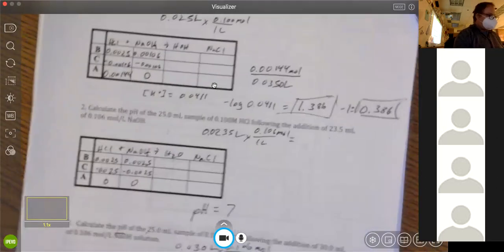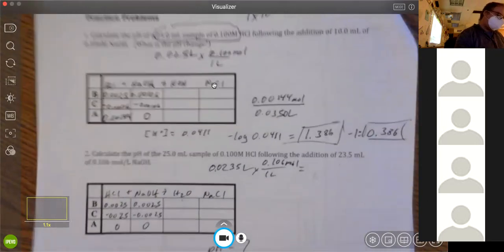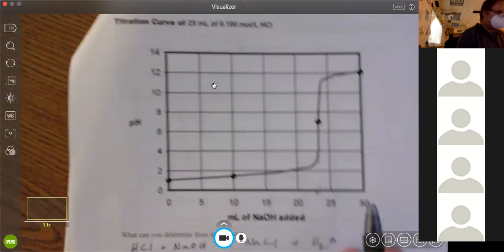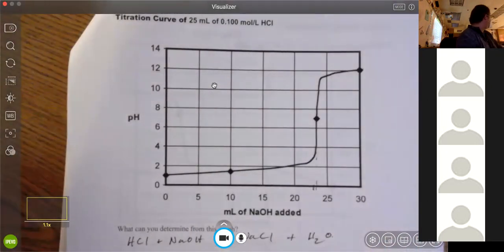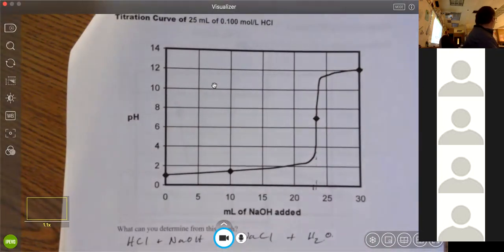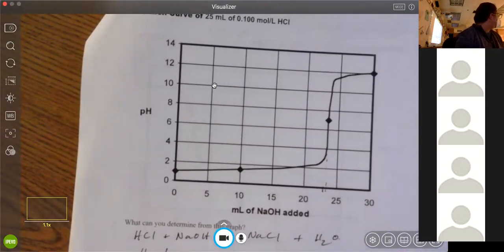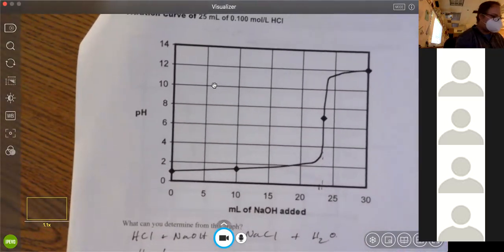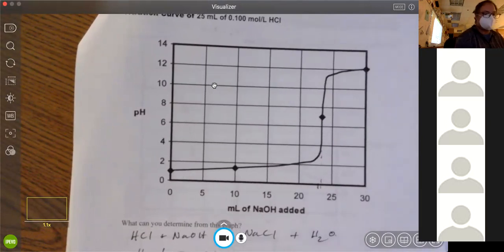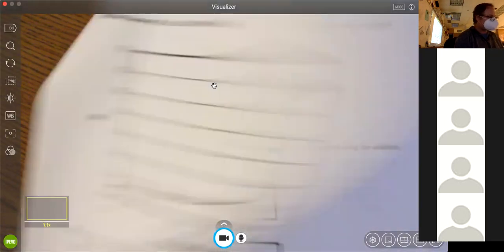Now, the difference with this and an actual weak acid is whenever we titrate a weak acid, we form its weak base. So that's going to put us in a situation where we use Ka to determine the hydrogen or hydroxide ion concentration, depending on which one we're dealing with, weak acid or weak base, and use that to find the pH.